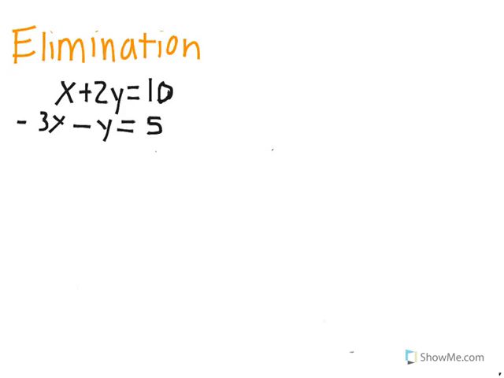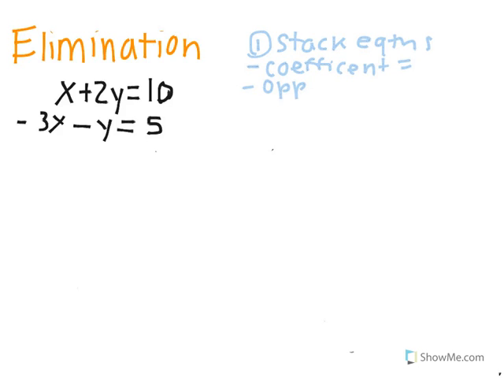Okay, this is the second kind of solving a system of equations, and it is called elimination because we eliminate variables. The first way we have to do this is by stacking the equations. I like to call it stacking because you put them on top of each other. And to eliminate a variable, they have to have the same coefficient. So we'll write coefficient equal, and then opposite sign.